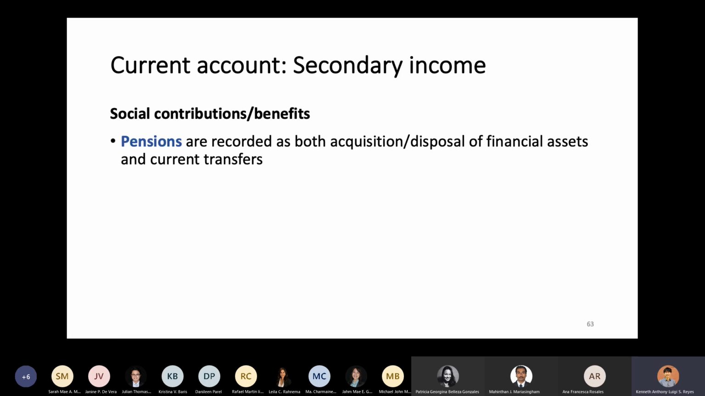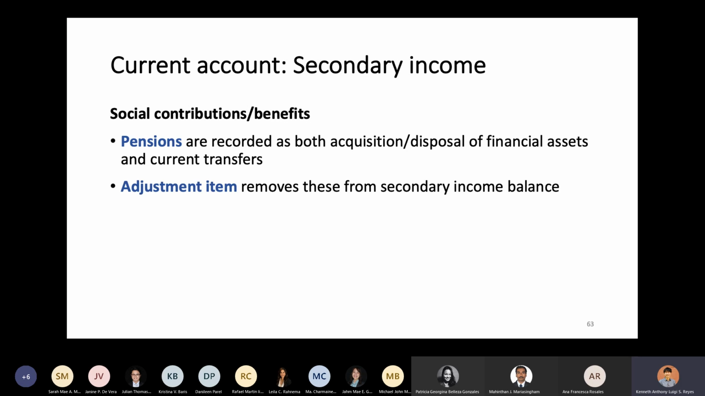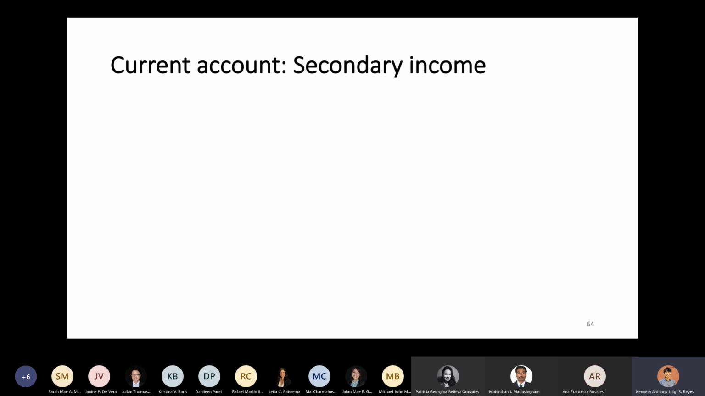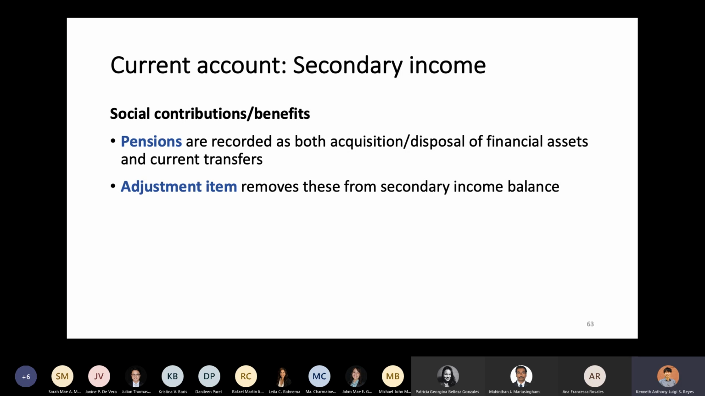There is a slight complication with pensions. Since this is an ownership of an asset, this is recorded both in the acquisition and disposal of financial assets as well as a current transfer. So in a way, it's double counted. What we need to do is to adjust the secondary income account so that we remove this component of the social contributions.